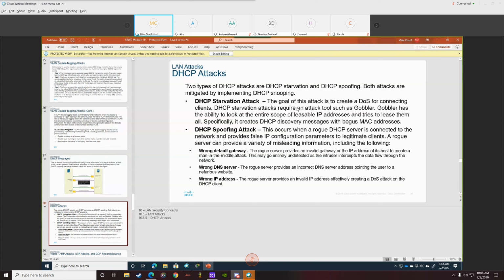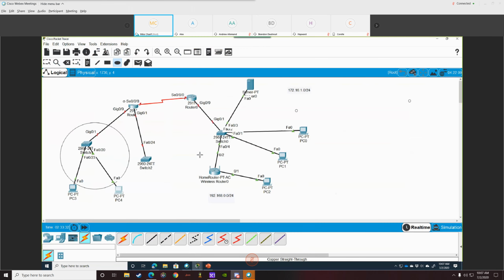So the rogue server provides an invalid gateway, or the IP address of its host, to create a man-in-the-middle attack. This may go entirely undetected as the intruder intercepts the data flow. And the reason why nobody catches him is, look at this: the client still goes to the internet, but they go through him. See? They still go through him, and he's in the middle. He can sniff any packets.